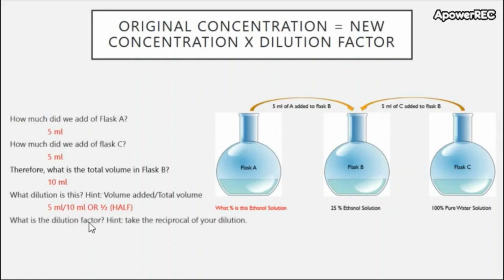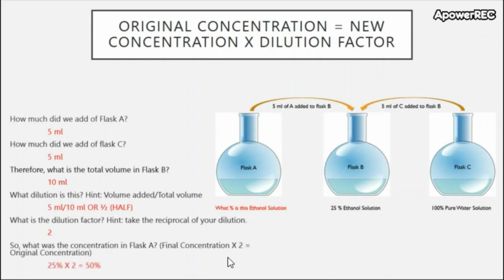All right, so now let's create our dilution factor. So remember, our dilution factor is when we take the reciprocal of the dilution. So 1/2, if we take the reciprocal, we flip it upside down, and we get 2, or 2 over 1, same thing. Now we're set. So what was the original concentration in flask A? Remember, our formula is final concentration. In this example, it's 25% ethanol times our dilution factor equals the original concentration. So 25 times 2 equals 50%.